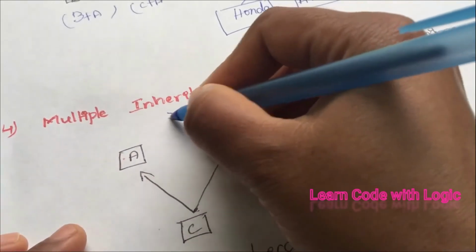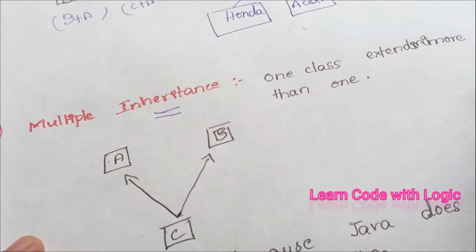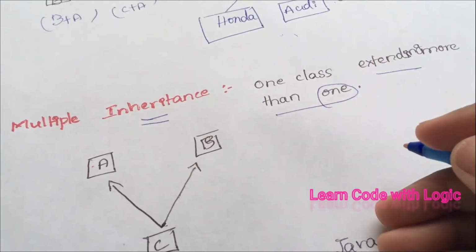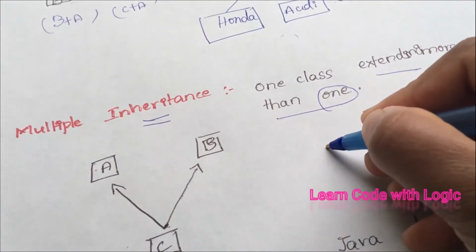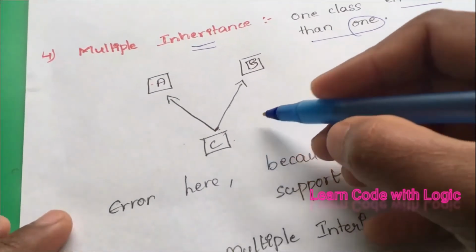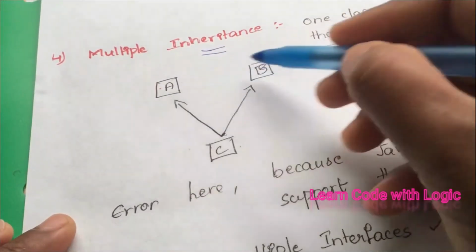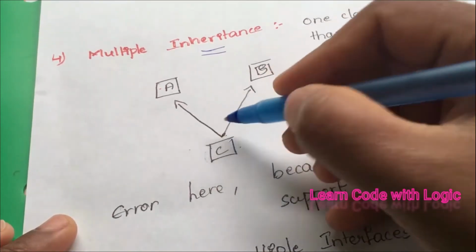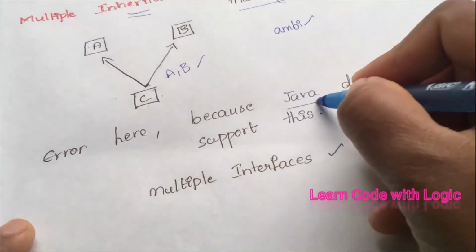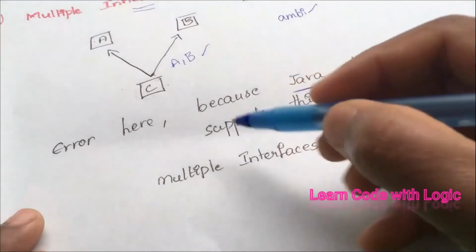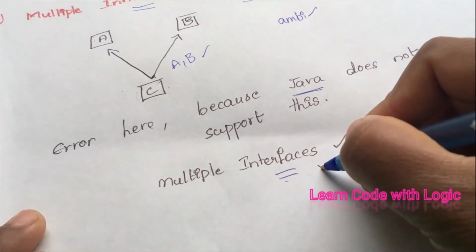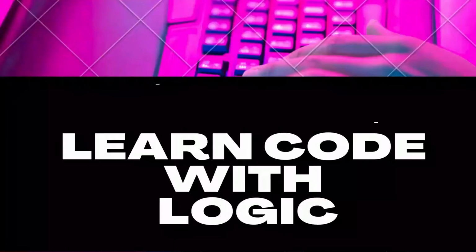The fourth type of inheritance is multiple inheritance, where one class is extending more than one class. In this inheritance there is a lot of ambiguity. That's the reason Java doesn't support this one. Here we will see A and B classes, where this C class extends A comma B. If you use this inheritance in Java, it throws an error. But Java does support multiple interfaces. This again we will talk about while dealing with the interface concept.